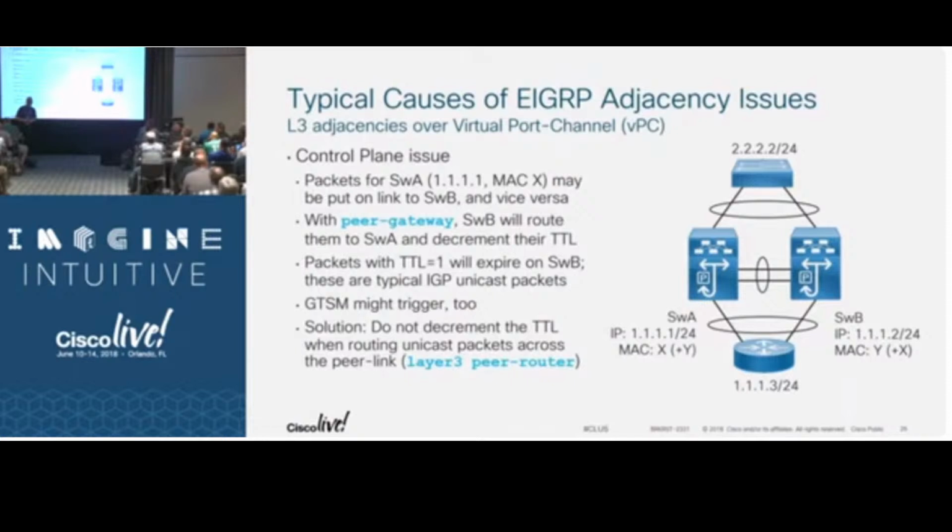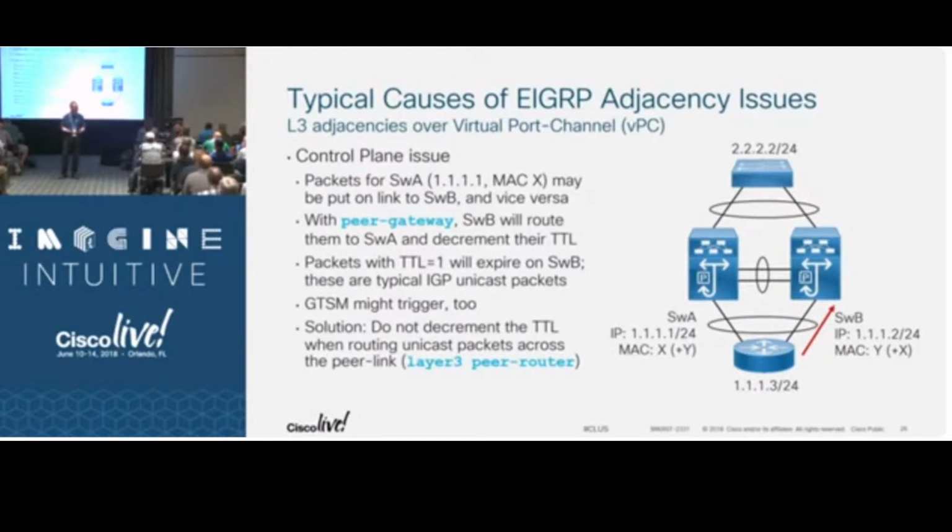Or not. What's going to happen here? Now assume that the router down there wants to talk EIGRP to switch A. Let's say we're sending this null update, and this null update again lands on the link to switch B. Well, now switch B listens to both MAC addresses X and Y of the two VPC peers, so it's going to consume that frame.